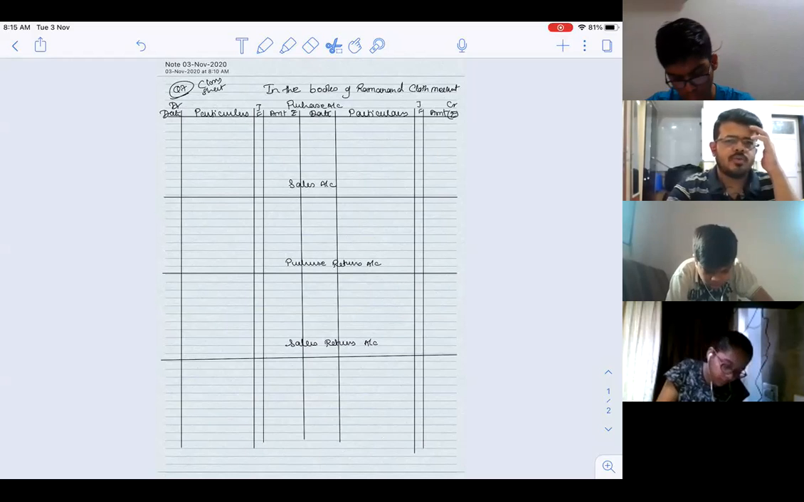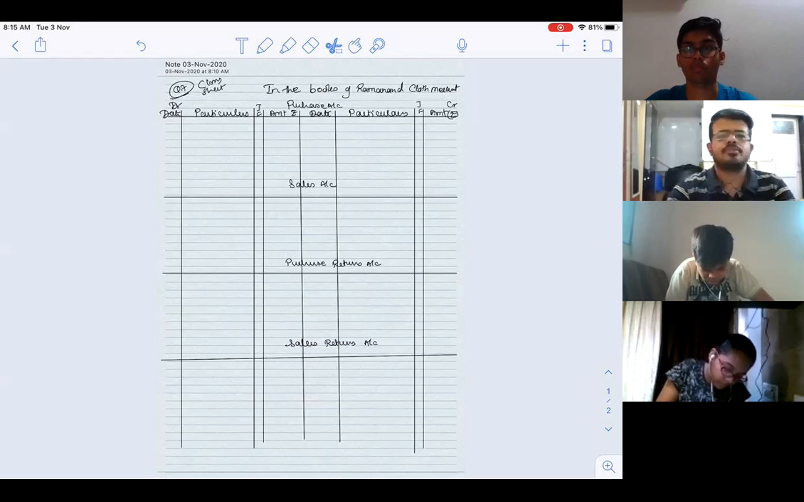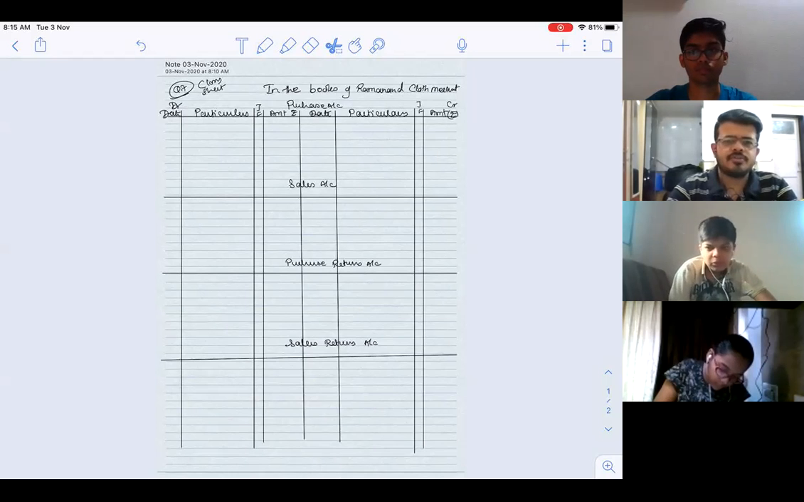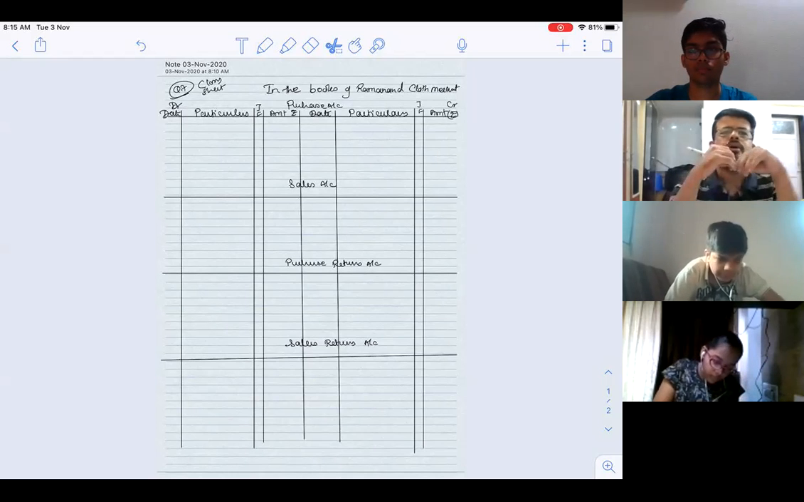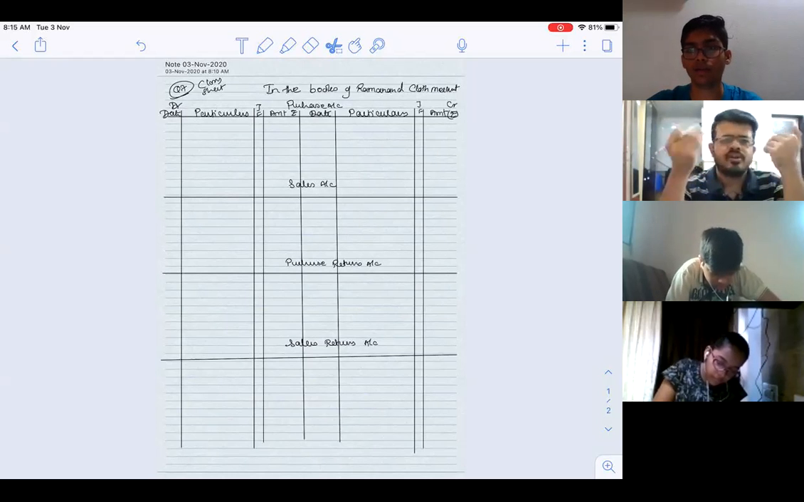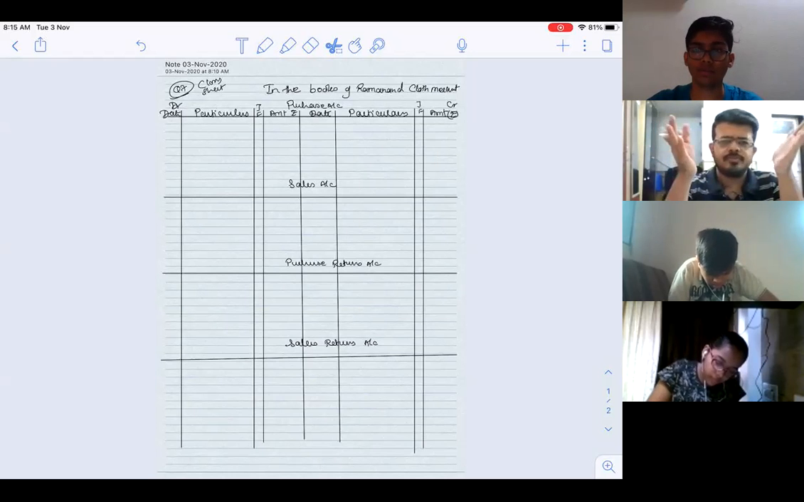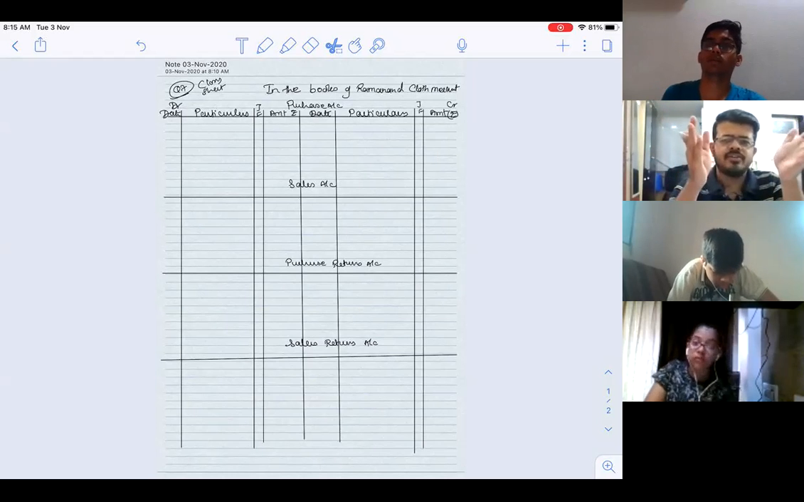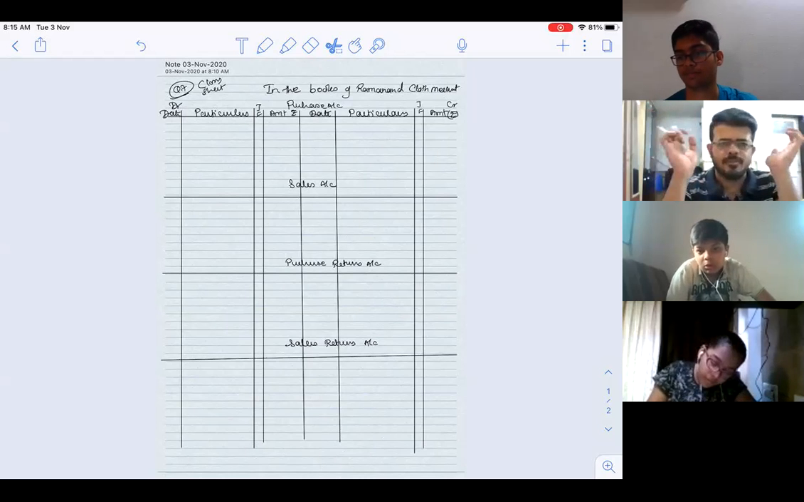Now tell me guys one thing. What if your entry is purchase account debit to cash account? How do you post it in the ledger? On the debit side of purchase account, to cash, and on the credit side of cash account, write by purchase. On the debit of purchase, you write to cash. On the credit side of cash, you write by purchase.